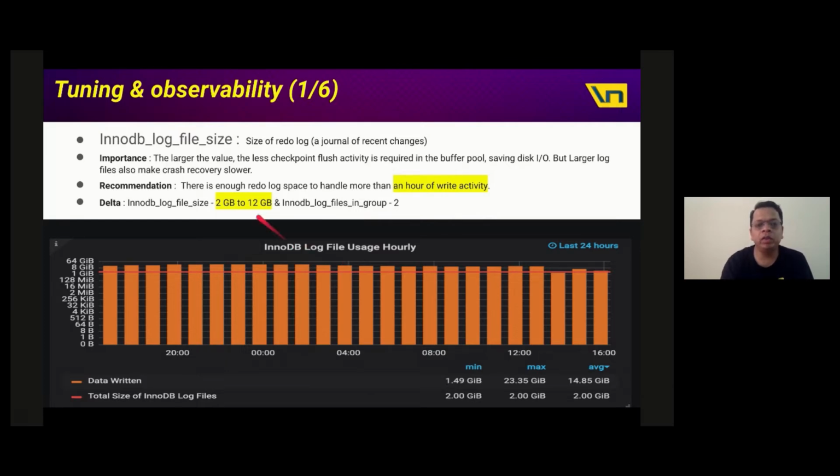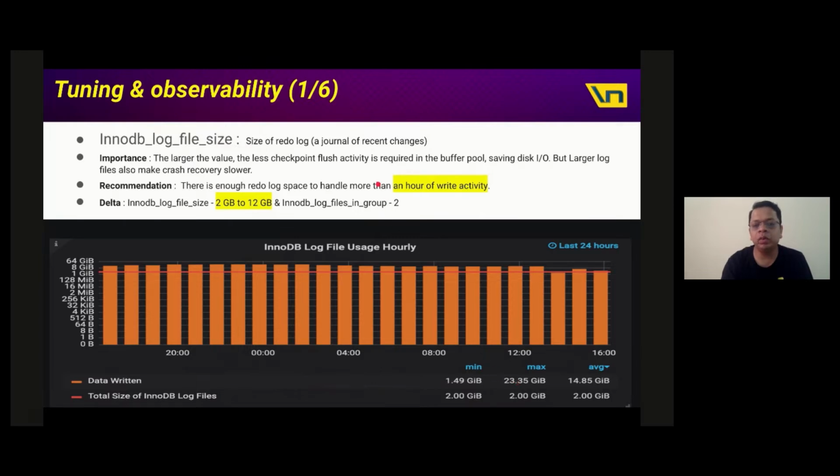One of the things we observed during the benchmarking was that our InnoDB log file size, which is generally the size of the redo log, a journal of recent changes which MySQL maintains, was very small. As you can see here, it is only 2 GB in total, while the data we are writing is 23 GB per hour.